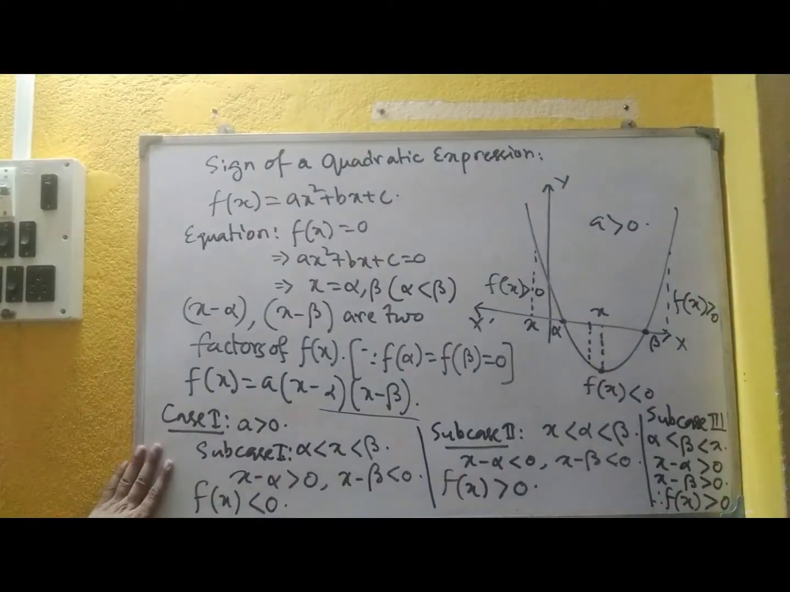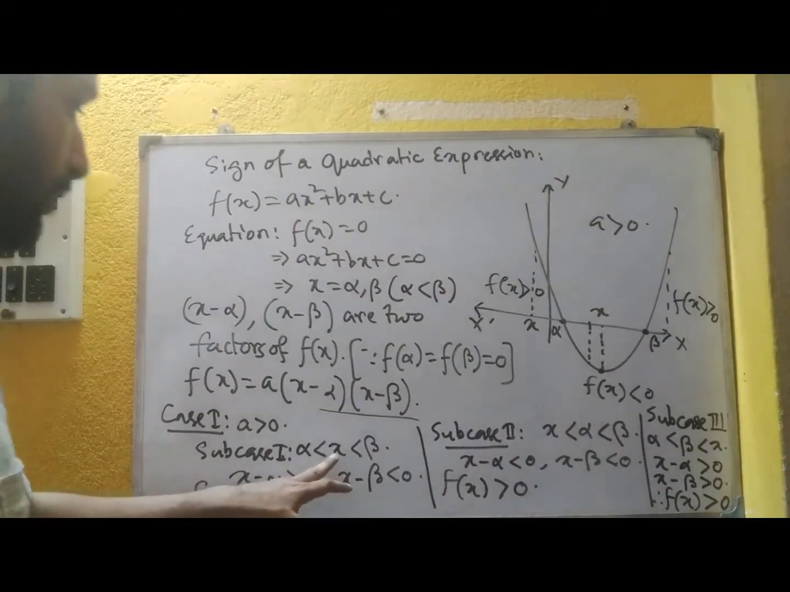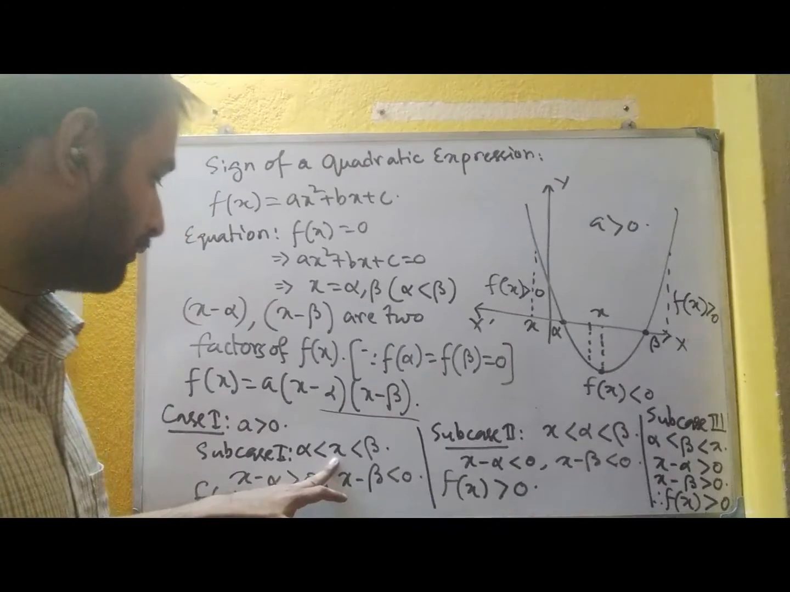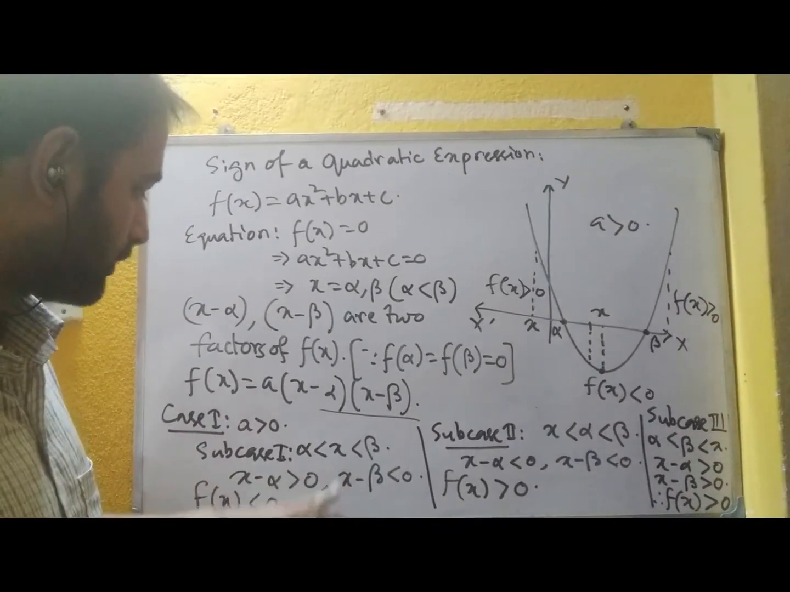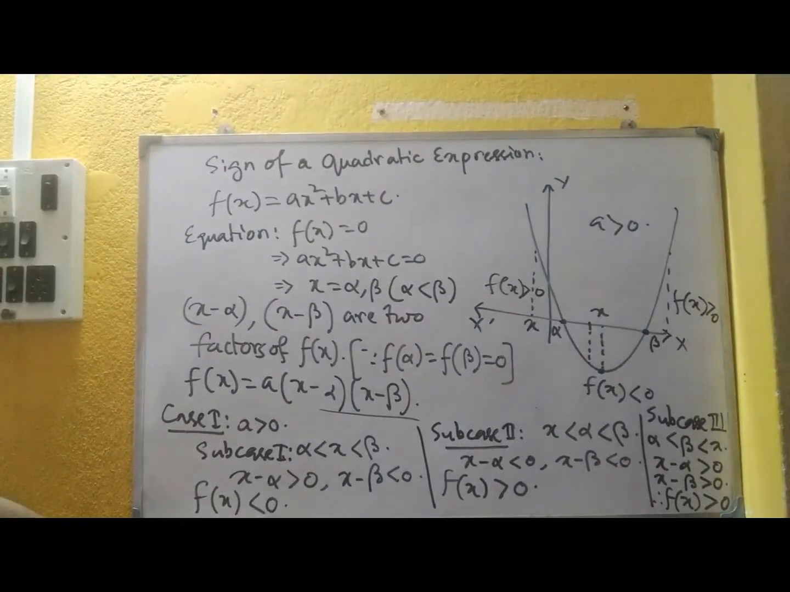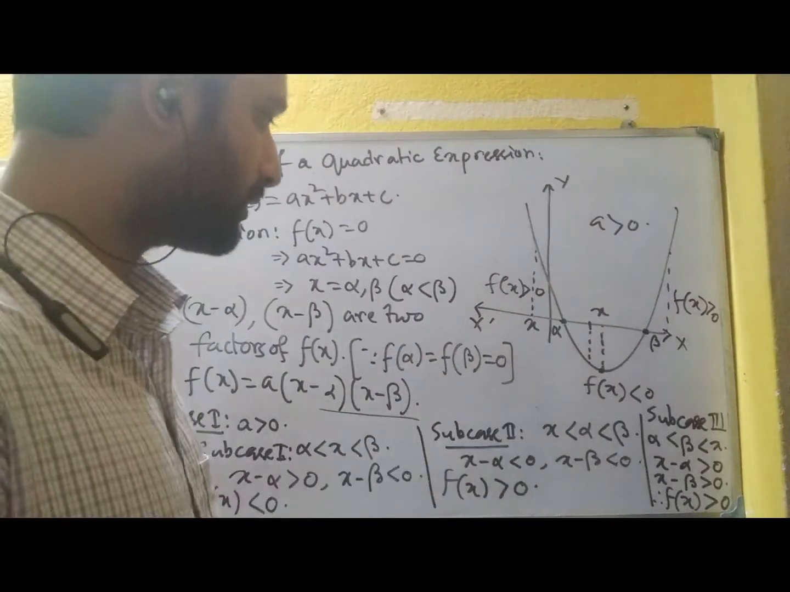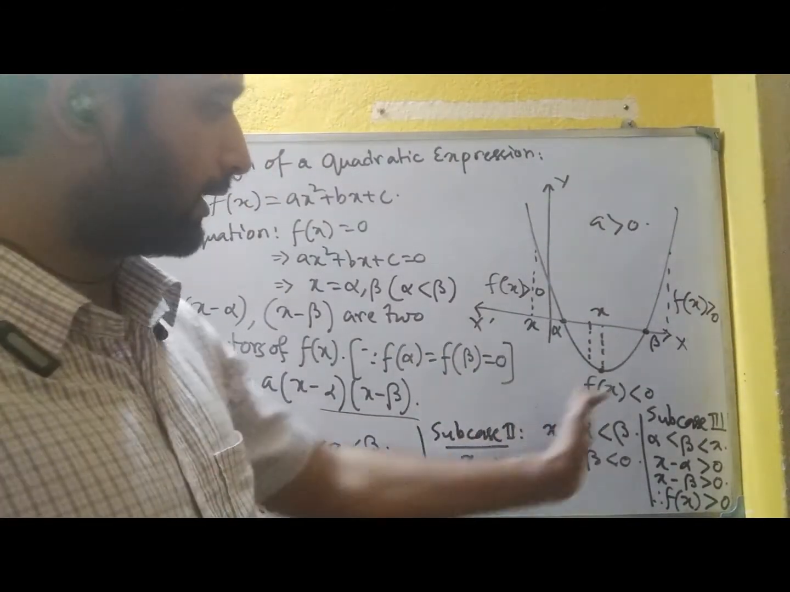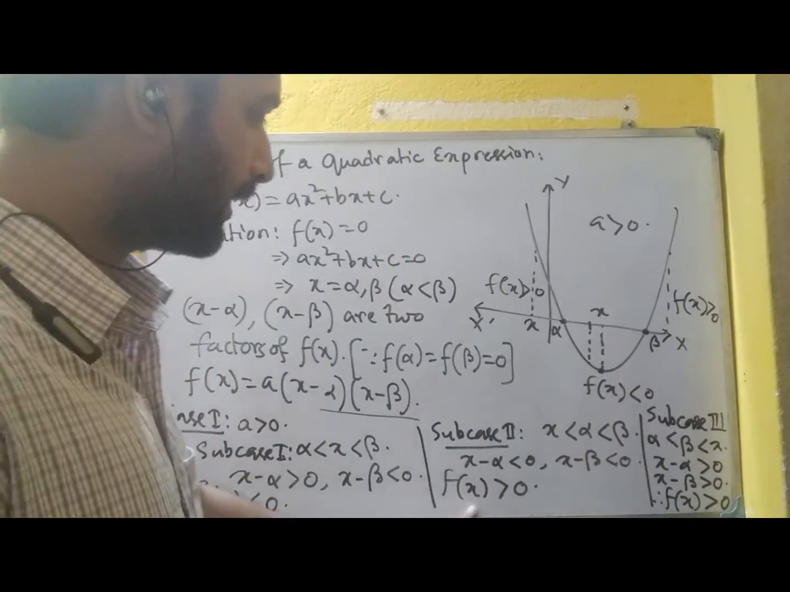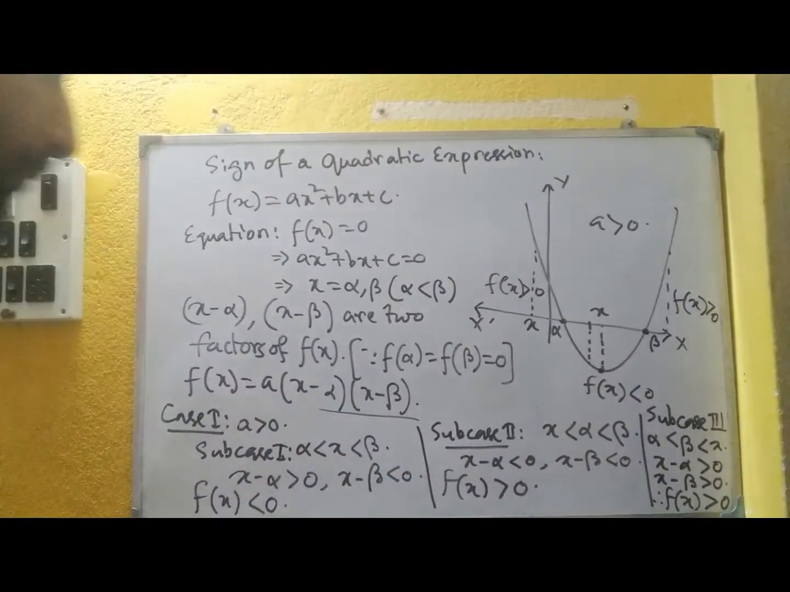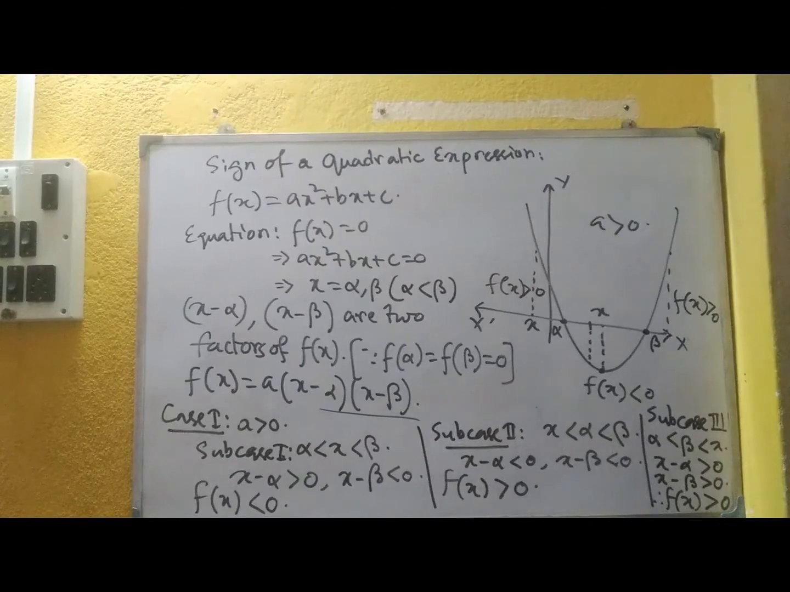So if a is greater than 0 and you are taking the values of x in between the roots, then f(x) is becoming less than 0. And if you are taking x outside the roots, means in the left side of alpha or in the right side of beta, then you are getting positive values. So this is the case 1.